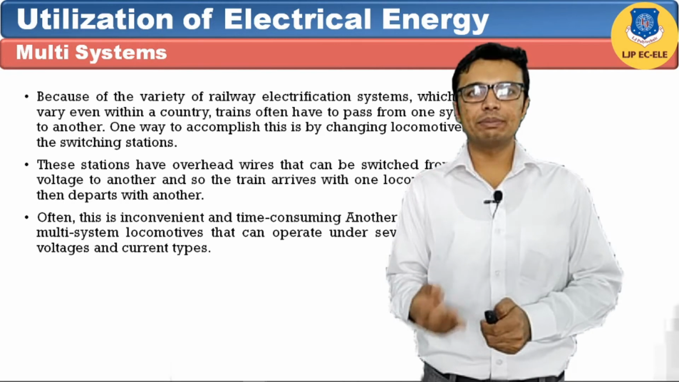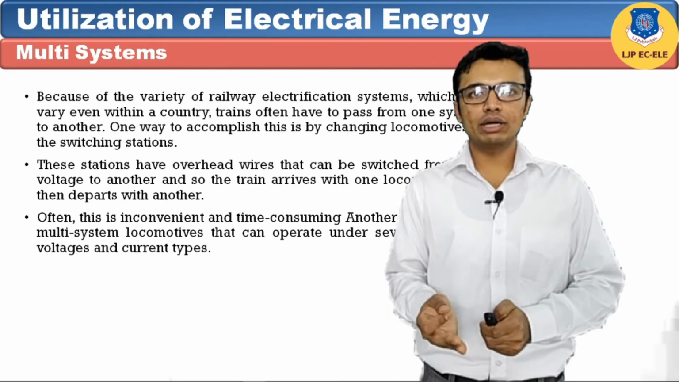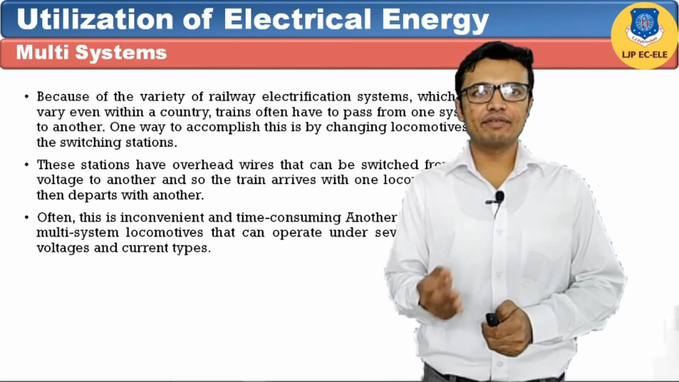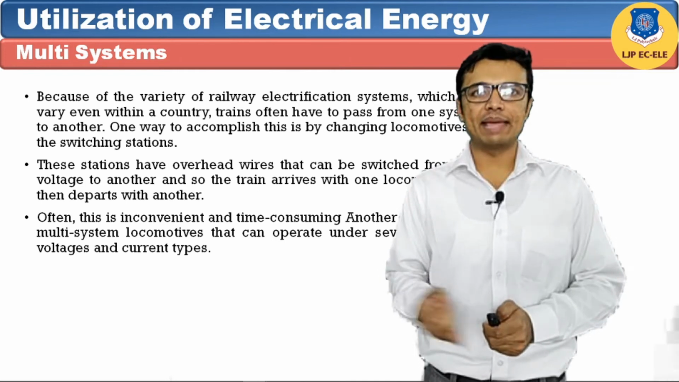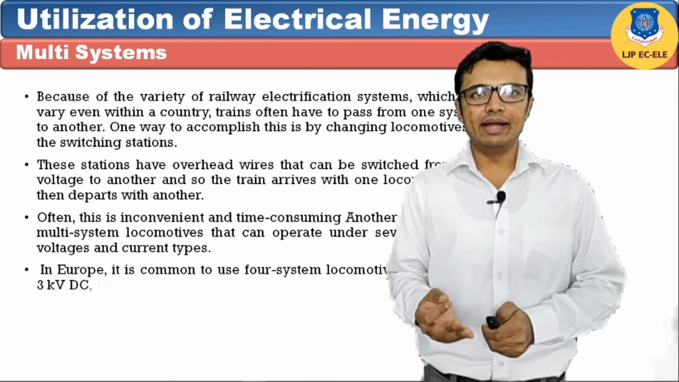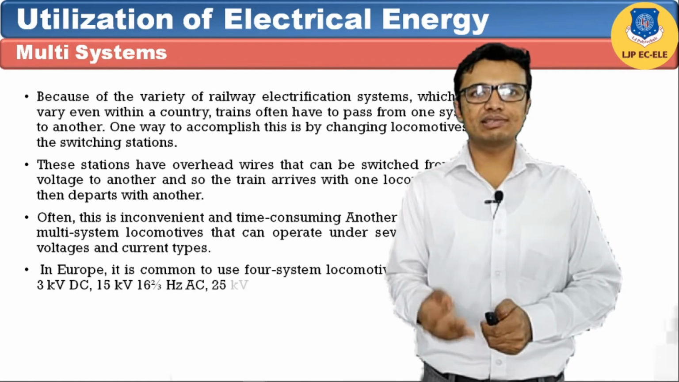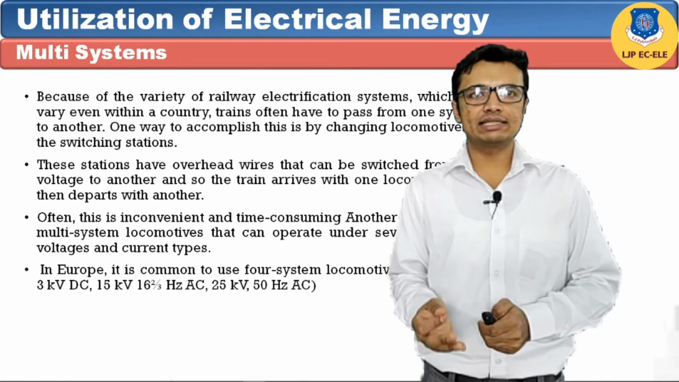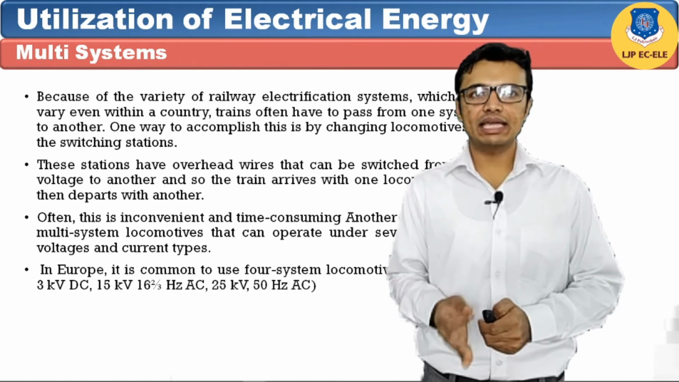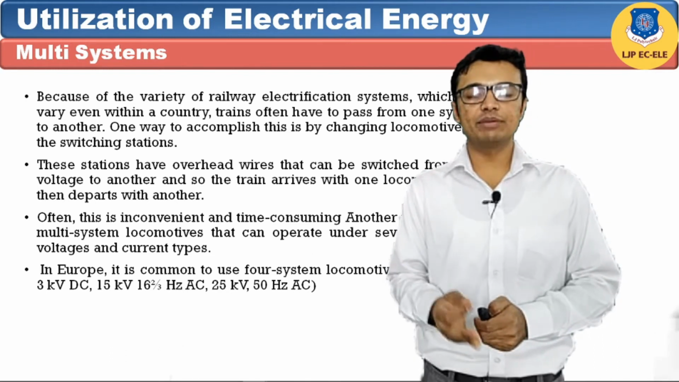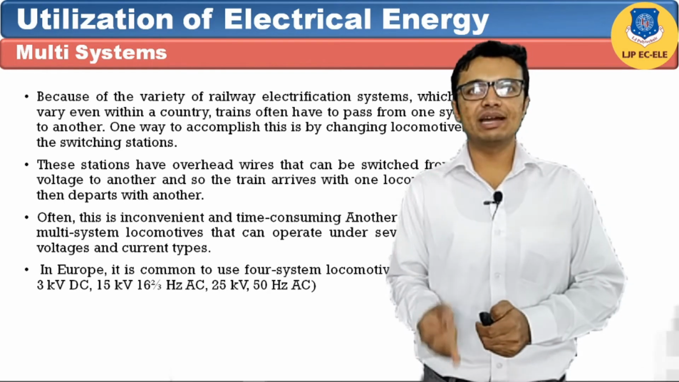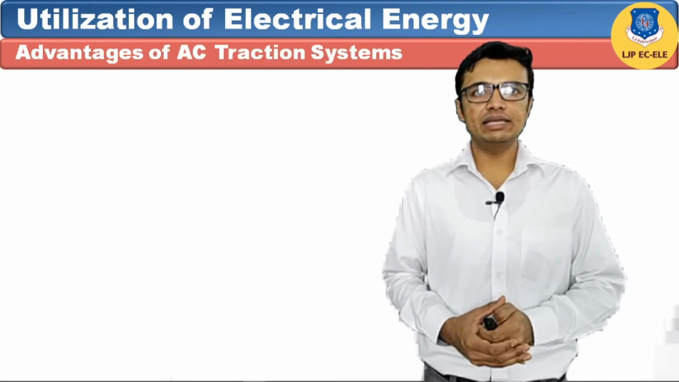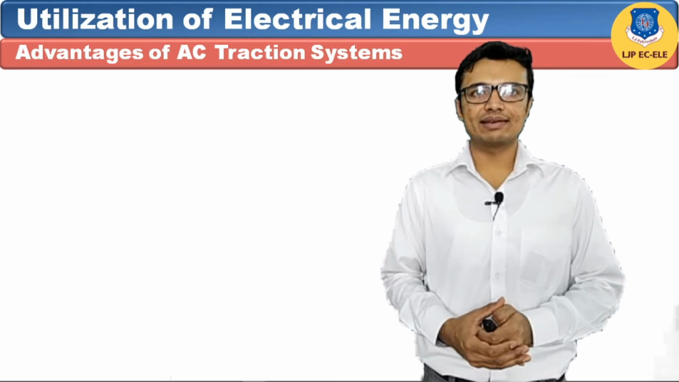Another way is to use a multiple system locomotive that can operate under several different voltage and current types. It is used in Europe, and it is common to use four-system locomotives having voltages of 1.5 kV DC, 3 kV DC, 15 kV AC with a frequency of 16.7 Hz, 25 kV 50 Hz AC, etc. Let's see the various advantages of the AC traction system.